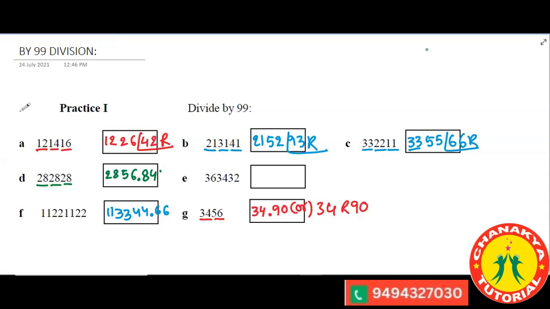First, we write 36 as it is. Then 36 plus 34 is 70. Then 70 plus 32 is 102.